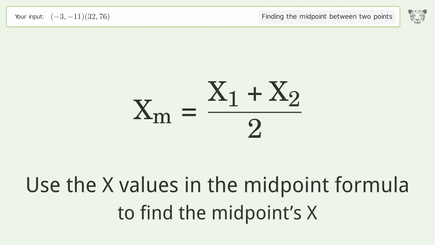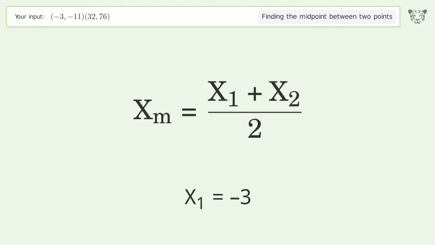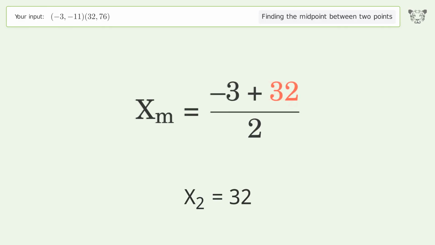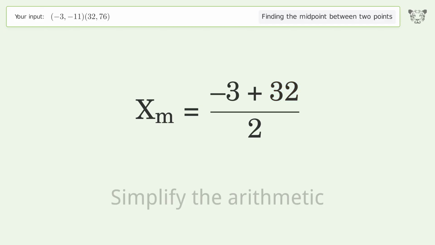Use the x values in the midpoint formula to find the midpoint's x. x1 equals -3. x2 equals 32. Simplify the arithmetic.